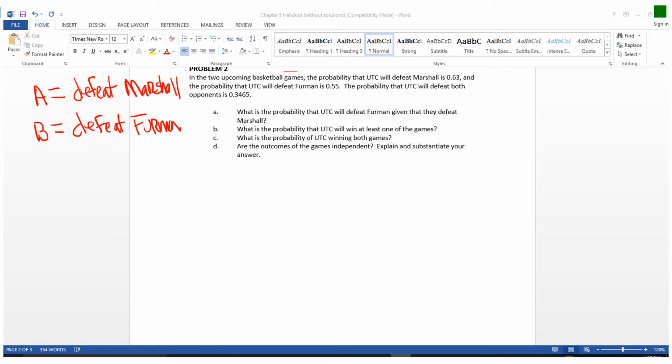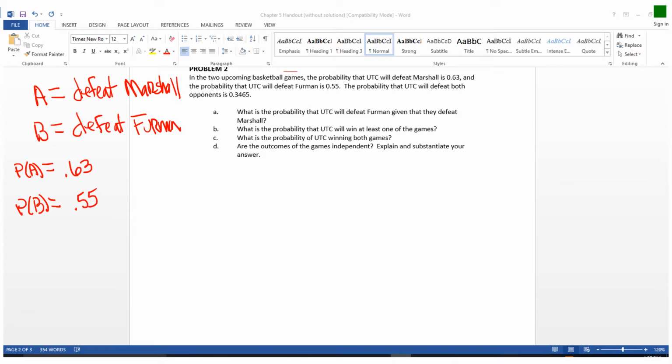Now, they've already given us some information, so I'm going to write this over here. We already know the probability of A. That's actually given in the problem as 0.63. We also know the probability of B, that's given at 0.55.